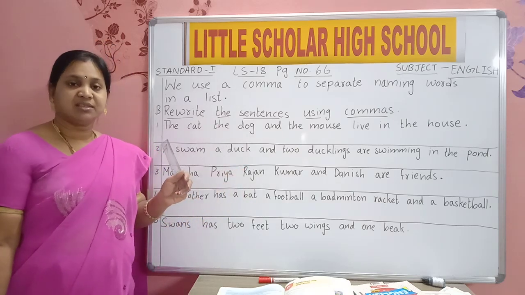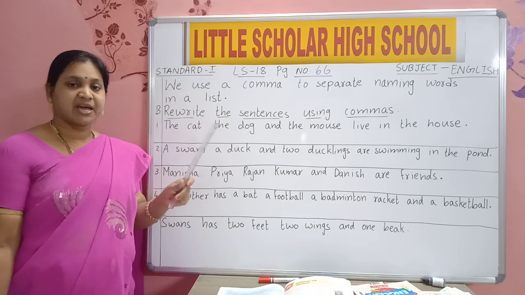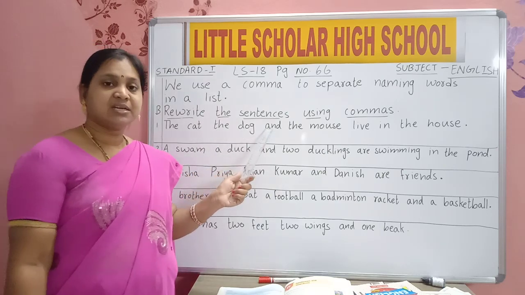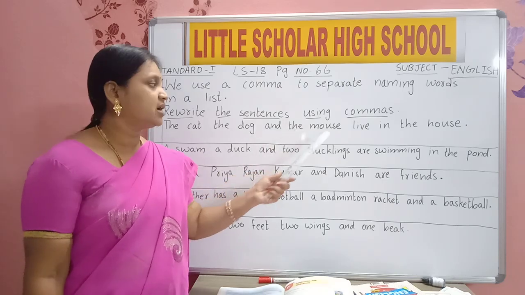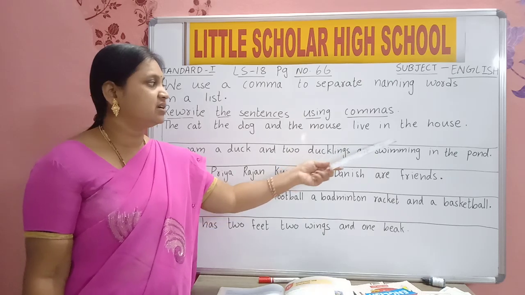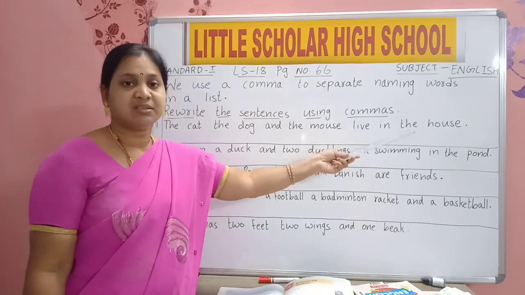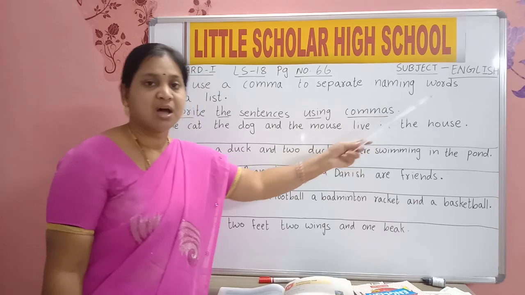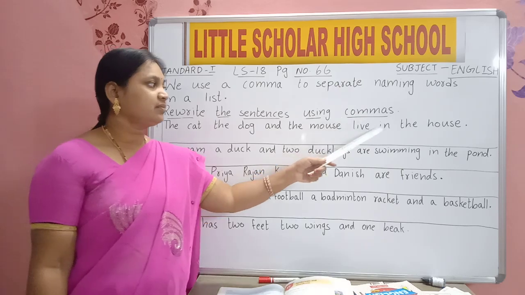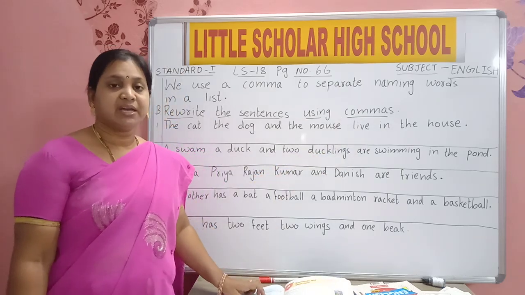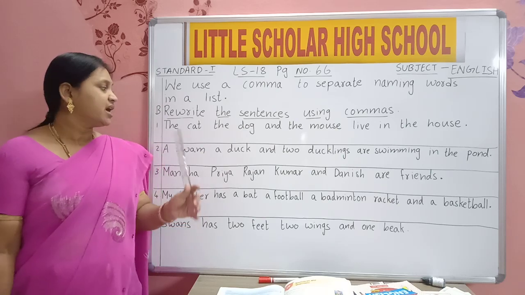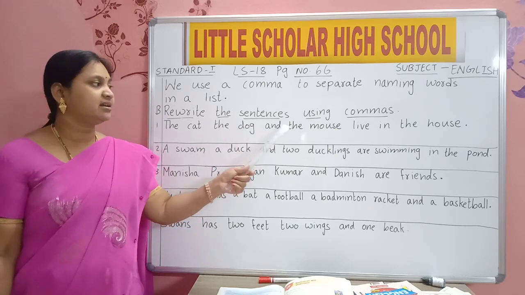Okay. The cat, the dog and the mouse live in a house. Here you can see names of animals: the cat, the dog and the mouse.